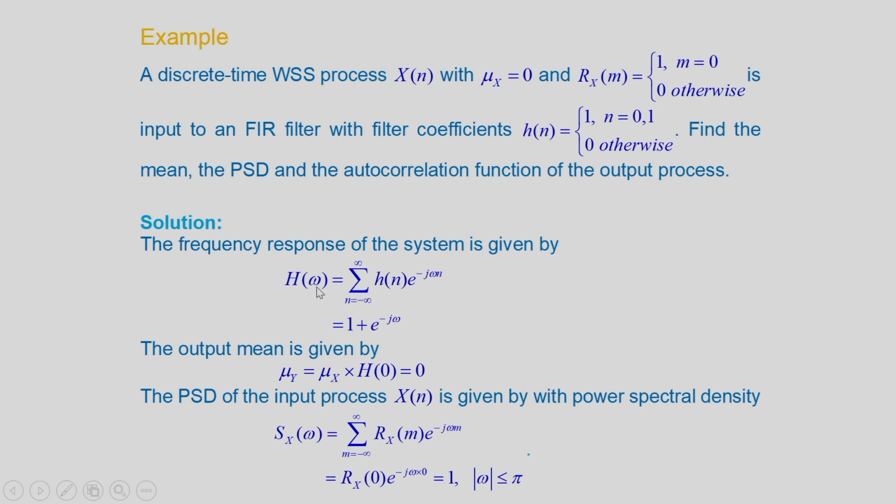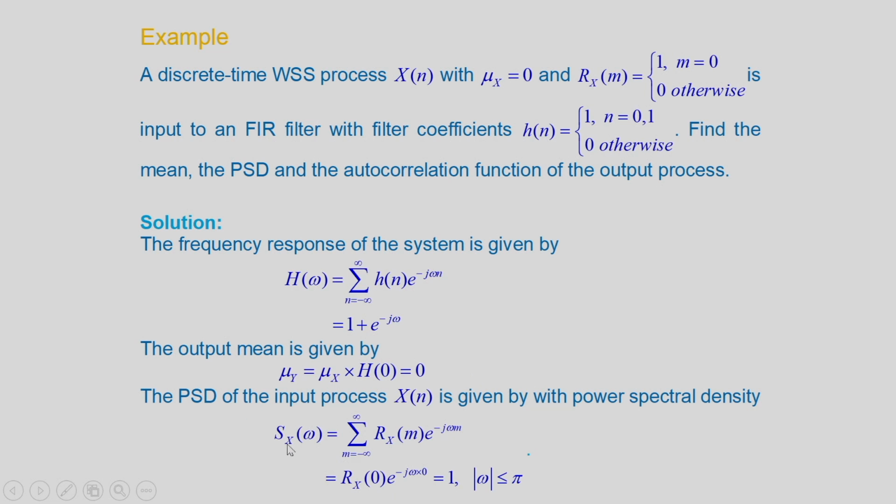Once we know H of omega, we can find the output mean, which is equal to mu y equals mu x into h sub 0. We know that mu x is equal to 0, therefore this will be equal to 0. So the output of this filter has zero mean. Now we have to find the output power spectral density.